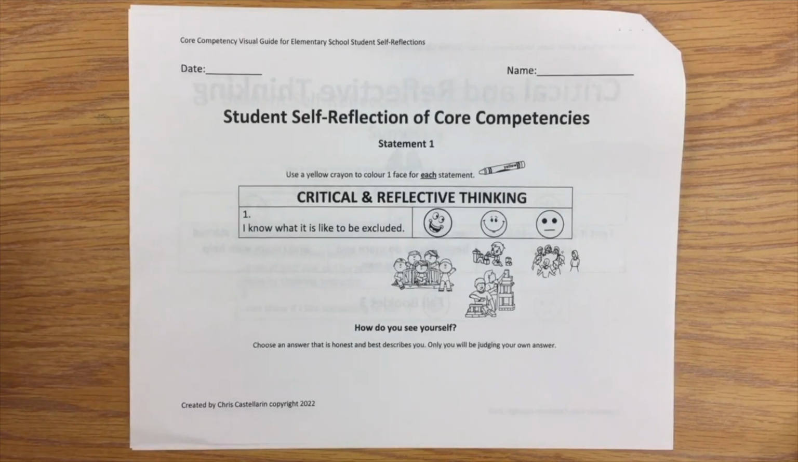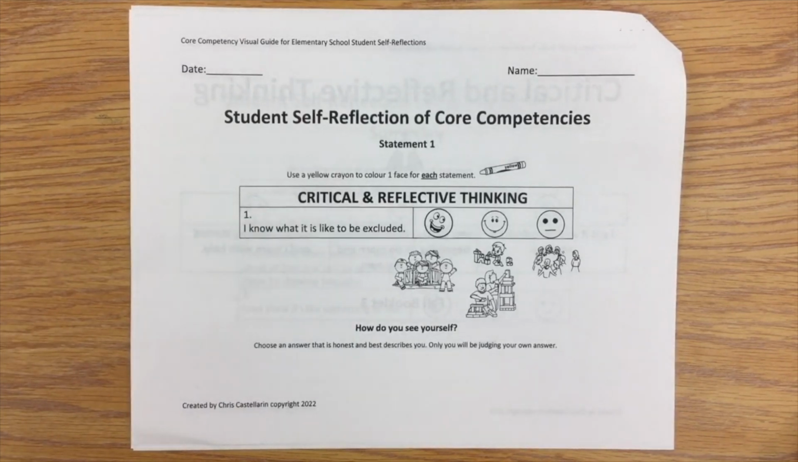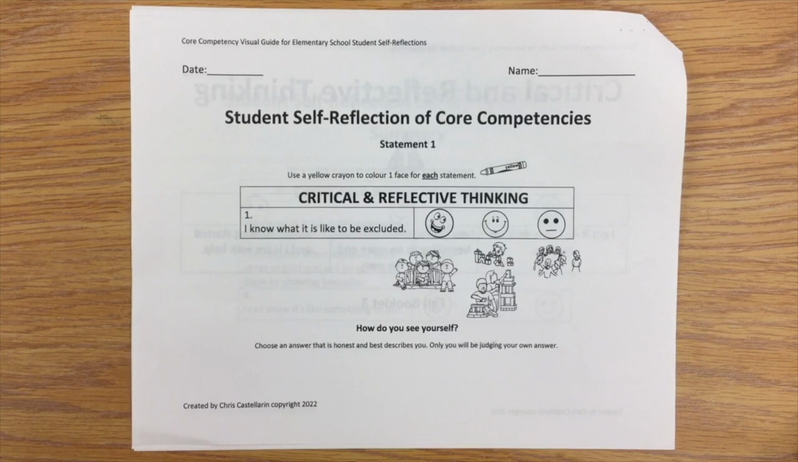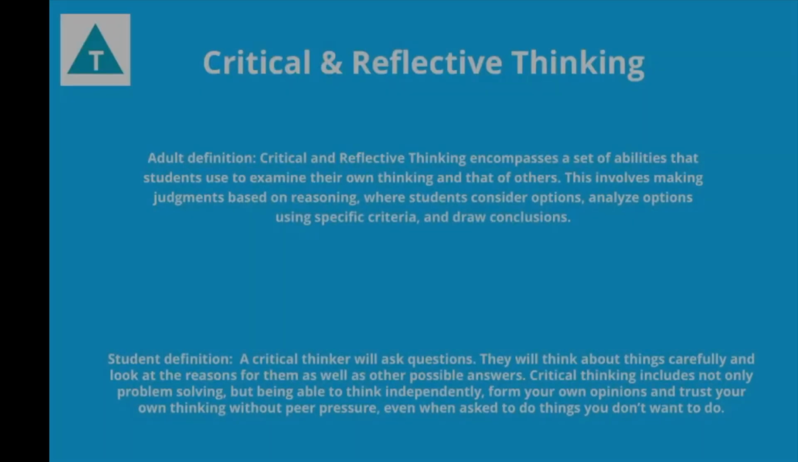Well, that sure was a fun book. I guess at one point Norman felt excluded, and at another point Norman was trying to exclude his tree's new friend, wasn't he? When I read that book, it makes me think of one of the core competencies, the core competency of critical and reflective thinking.